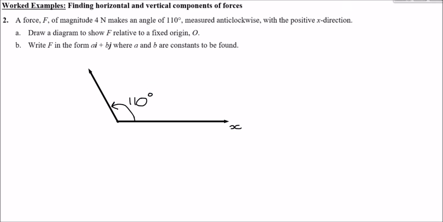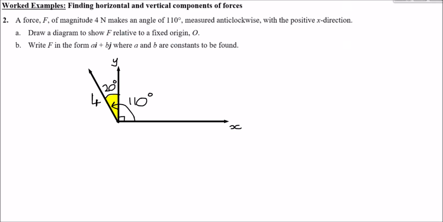But of course, it might be easier to think of this in terms of an acute angle. So if I label the y direction going up like so, then obviously that's 90, so the extra bit is going to be 20 degrees. So what we need to do after drawing the diagram, which we have done, apart from labelling on the magnitude of the force, which is 4 newtons, we need to write F in the form ai plus bj, where a and b are constants to be found.